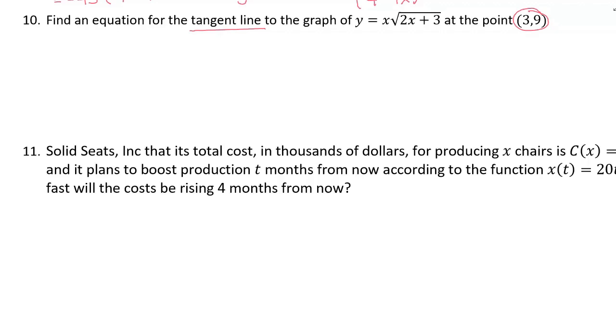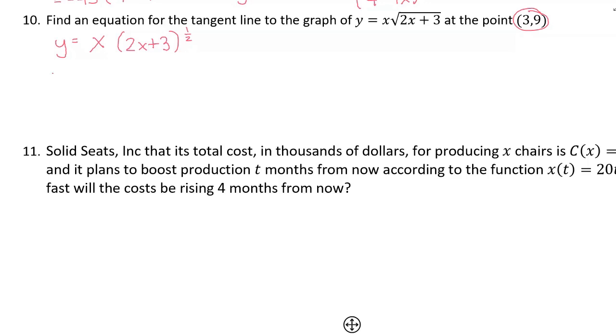So I need to find the derivative of the function x times 2x plus 3 raised to the 1/2. I'm going to write it with 1/2 in the exponent instead of square root to make it easier to find the derivative. Now looking at this, it's going to be the product rule, but along with the product rule, we need the chain rule for that second term.